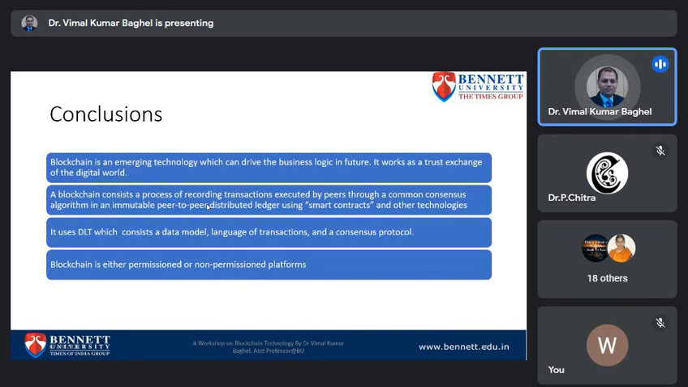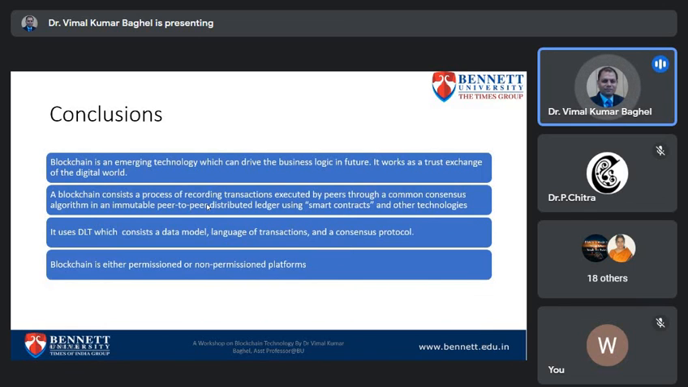It uses distributed ledger technologies, which consist of a data model, a language of transactions such as Solidity or Golang or Rust or maybe some Python or C++, and a consensus algorithm. Blockchain is either permissioned or non-permissioned platforms. As a conclusion, blockchain is definitely entering the business domain. Many business houses have already migrated their business onto the blockchain, and government agencies are thinking in terms of blockchain deployment.